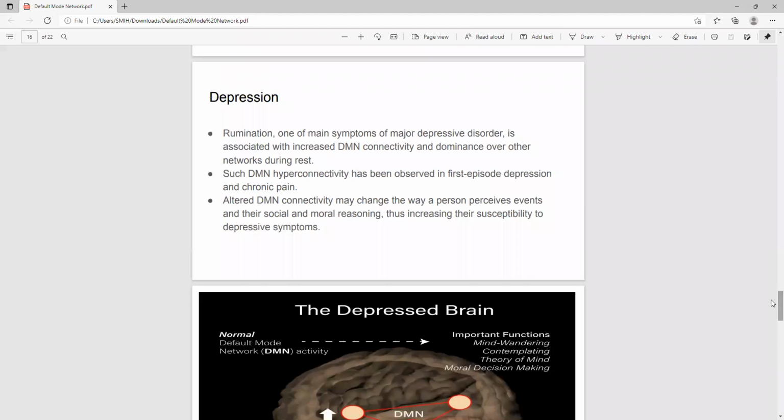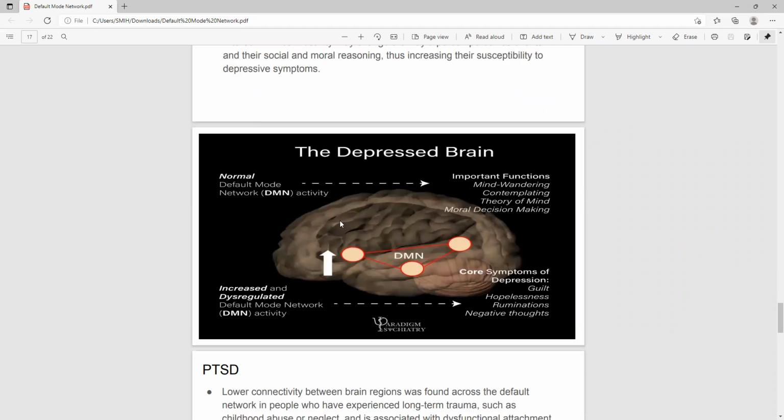For depression, rumination, one of the main symptoms of major depressive disorder, is associated with increased DMN connectivity and dominance over other networks during rest. Such DMN hyperconnectivity has been observed in first episode depression and chronic pain. Altered DMN connectivity may change the way a person perceives events and their social and moral reasoning, thus increasing their susceptibility to depressive symptoms. So this is the depressed brain. There is increased and dysregulated DMN activity, and the core symptoms hence increase, which are guilt, hopelessness, ruminations, and negative thoughts.